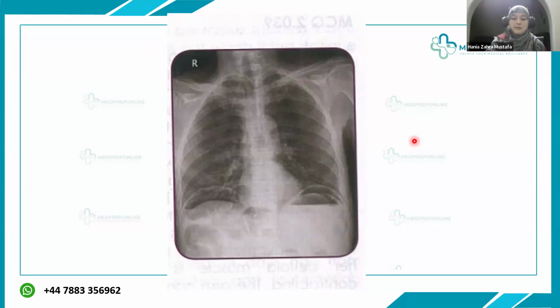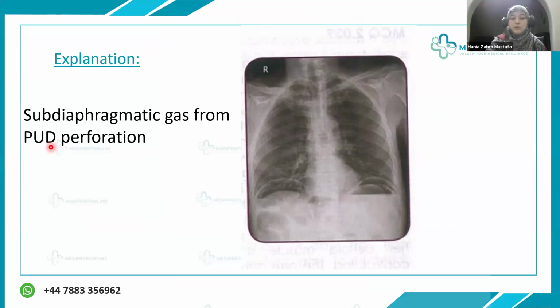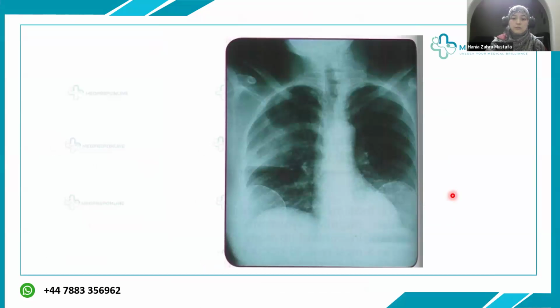Yes, you guys are right. There is gas under the diaphragm, and yes, it is air under the diaphragm, and it is very common in PUD perforation, and it is a very frequently tested topic as well. You can see subdiaphragmatic gas from the peptic ulcer disease perforation. Okay, now moving on to the next X-ray. What do you guys see in this one?